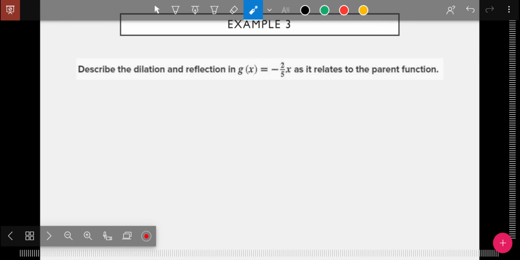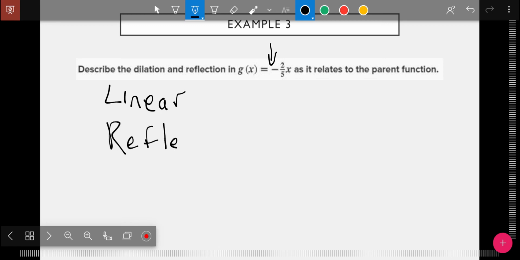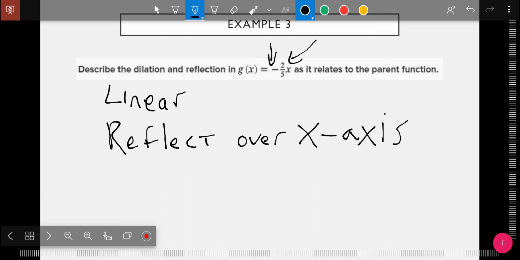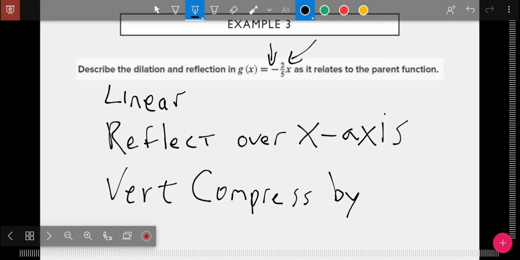All right, describe the dilation here. First, all these problems now are going to want me to tell the parent function. You see it's x to the first, so it's linear. The negative here is outside parentheses, and so it's a reflection. Outside affects the y, which means it's over the x-axis. The 2/5 is outside, so vertical. Vertical happens as I expect. Multiplying by a fraction, I would expect to make things smaller. So it's a vertical compression by 2/5.